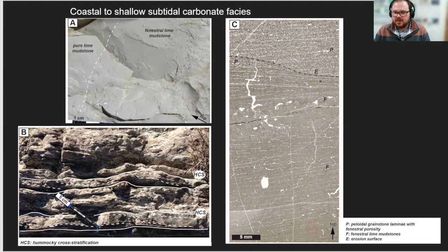The pure lime mudstones have bioclastic laminae, including small-sized bivalves. We found evidence for algae, some gastropods, ostracods, and forams. The peloidal packstone grainstones are in photo C here, which are the second group. These were packages of decimeter-thick beds interbedded with fenestral laminated lime mudstones with localized red mudstones and mixed facies.